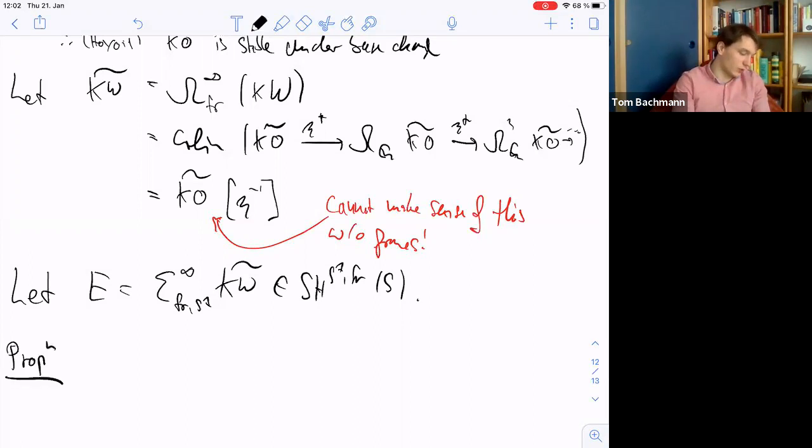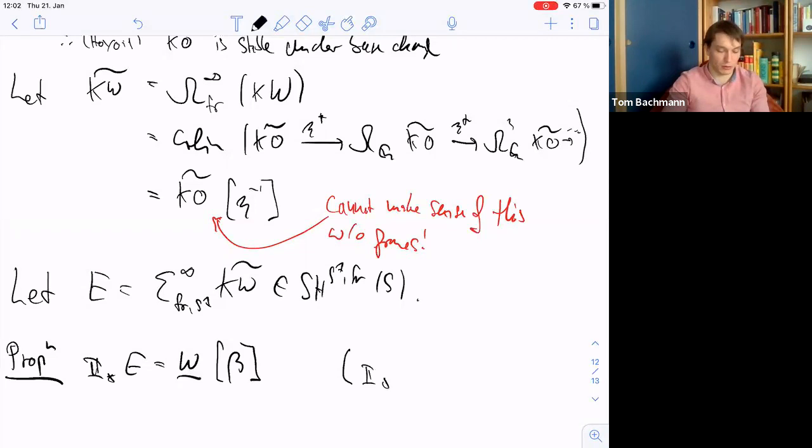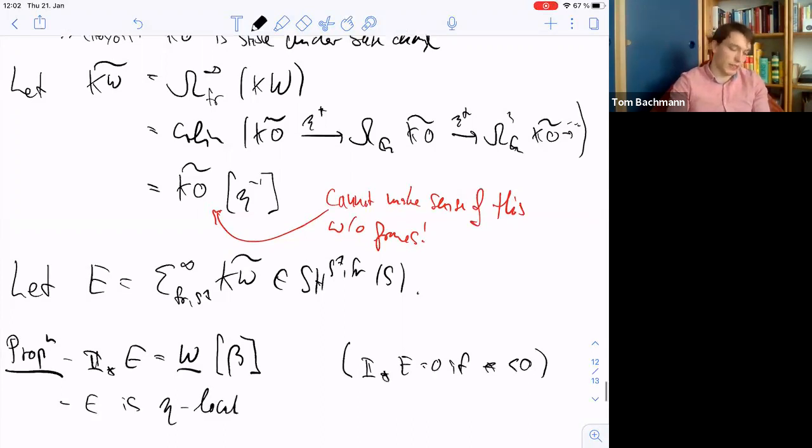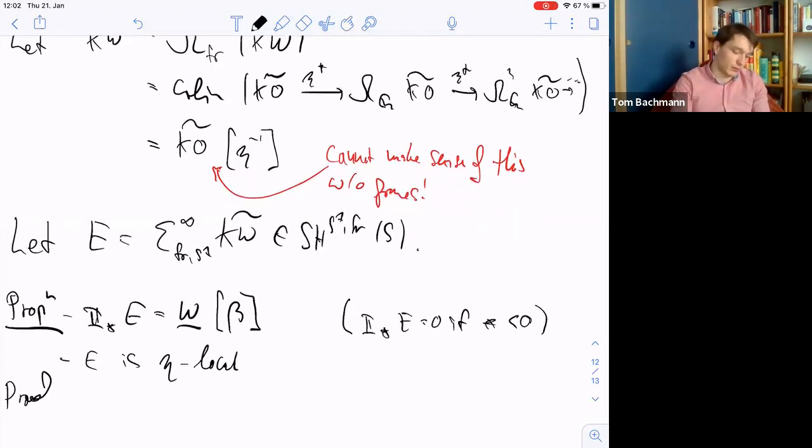This is where you use Jacobson's theorem: you can work out the homotopy sheaves of E. So pi star of E is going to be, you take the sheaf of Witt rings and you adjoin beta. Implicitly, it says that pi star is zero if star is less than zero. The other fact is that this is eta local. And the proof is that you use Jacobson's theorem.